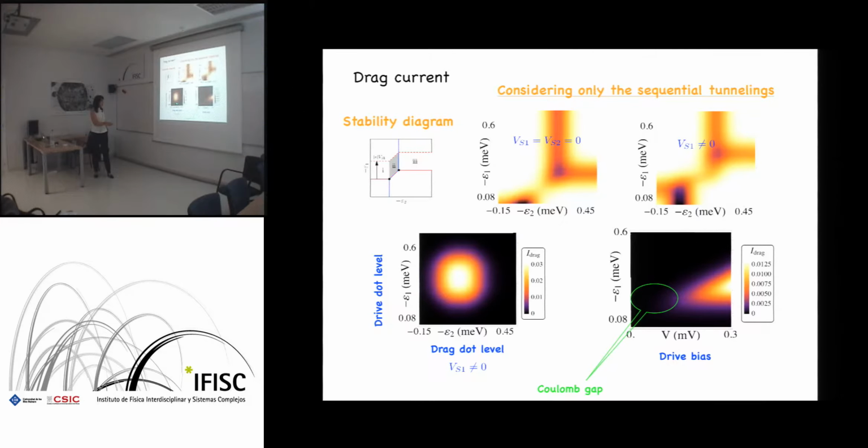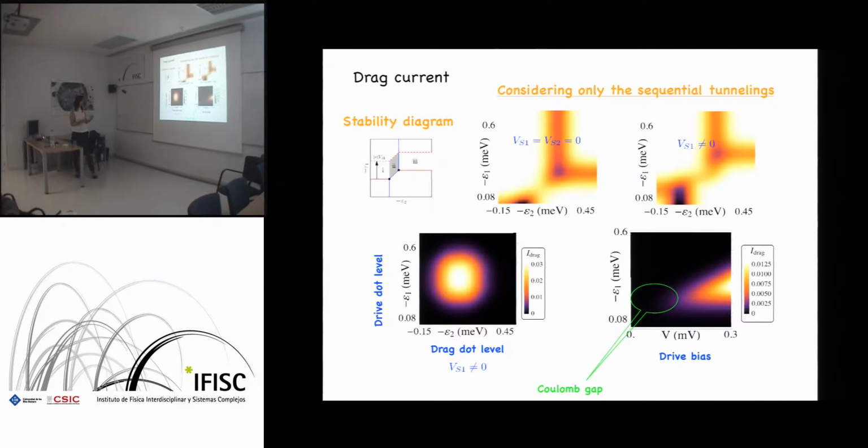Okay, and we see this spot, which is quite symmetric indeed. Also, if we plot the drag current, but instead versus the dot gate potential epsilon 2, we plot against the drive bias, we see that there is a region where there is no current. This region indeed is what is called Coulomb gap. I mean, we need some energy to just start to see some drag.